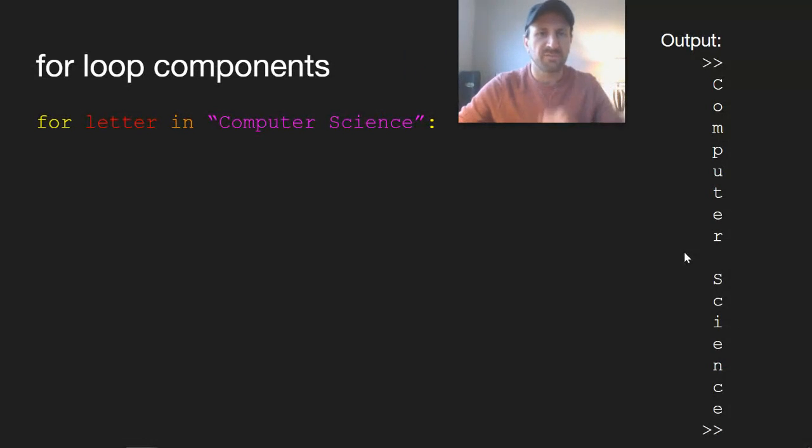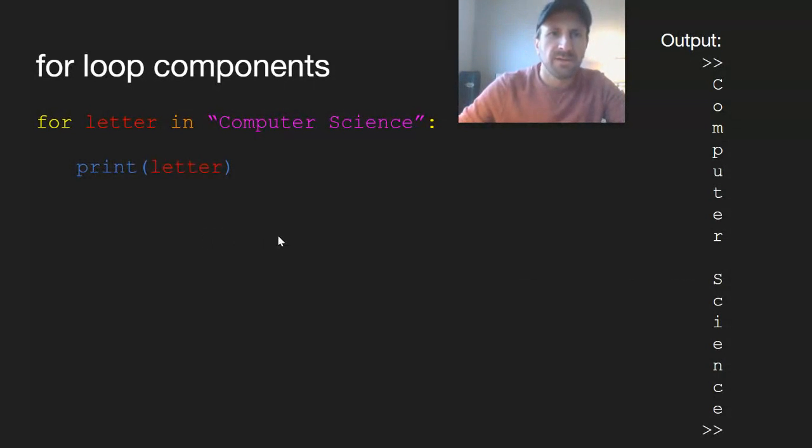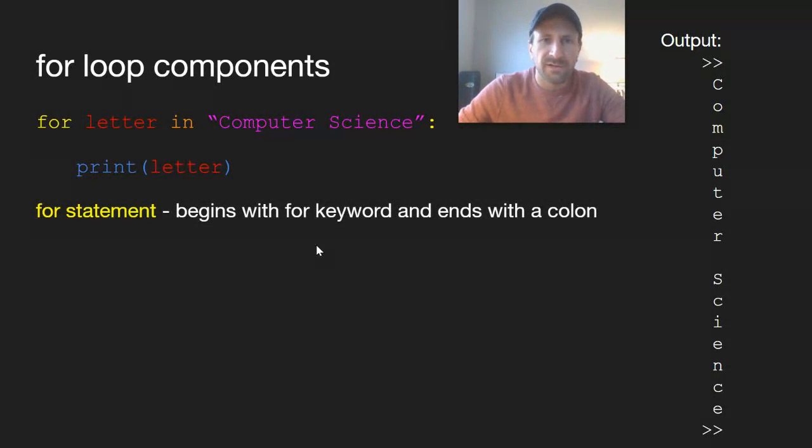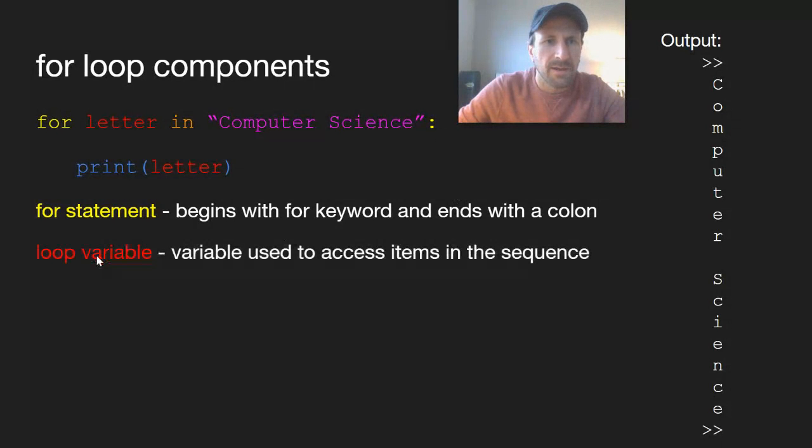Looking a little more carefully at the components of the for loop with some color coding here. The for statement is going to start with the for keyword and end with the colon, just like while and if statements do as well. The loop variable is whatever you call whatever you're using to access the items in the sequence. So whatever you call the second term in your for statement. So for letter, you'll see for i in a lot, but you get to make this up.